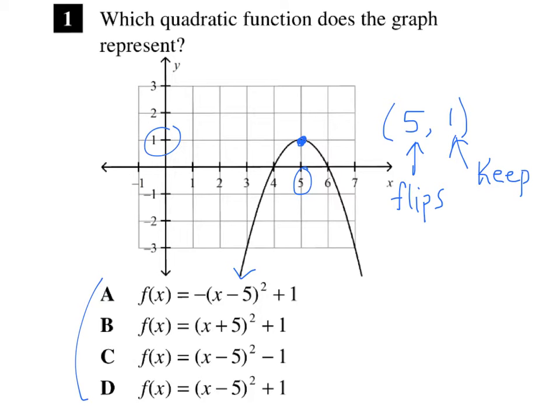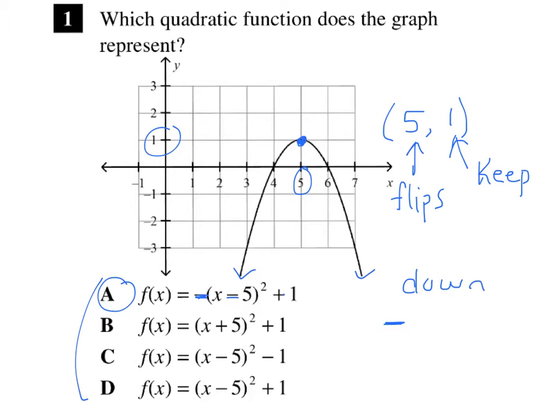The next thing we'll notice is that the parabola opens down, so we need a negative in front of the parentheses. So actually the only option with a negative sign out front is A, and there's the minus 5, and there's the plus 1.